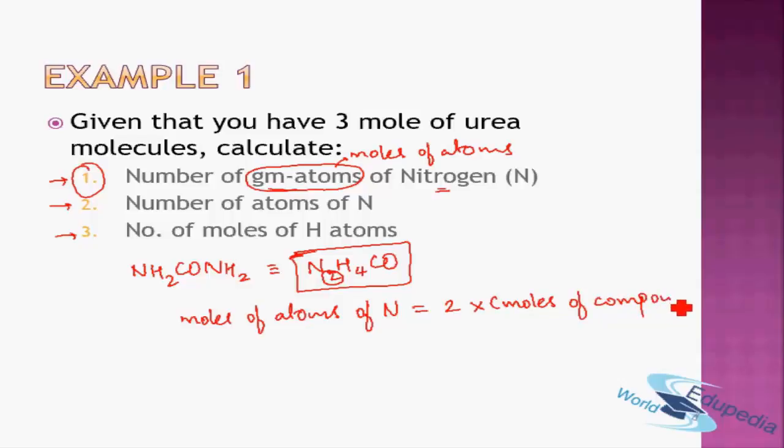That is the moles of the compound in which you're trying to calculate moles of atoms of nitrogen. So 2 is the stoichiometry of nitrogen in 1 mole of compound. N2H4CO means 1 mole of compound has 2 moles of nitrogen. So your answer will always be stoichiometry multiplied with the given moles. Given moles of compound here are 3. So the answer is you have 6 mole atoms of nitrogen in this container, or in 3 moles of urea.